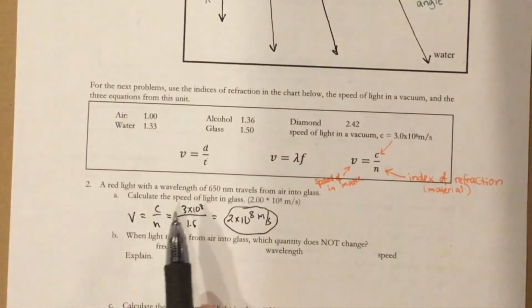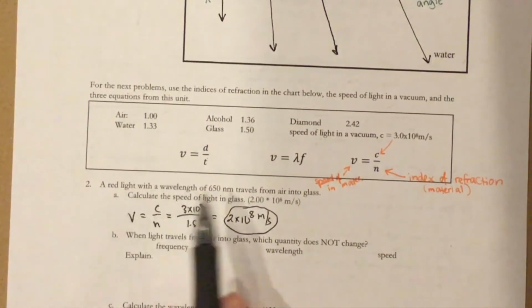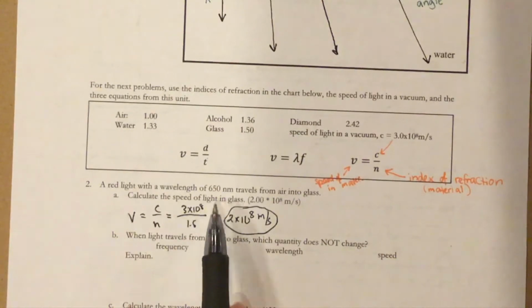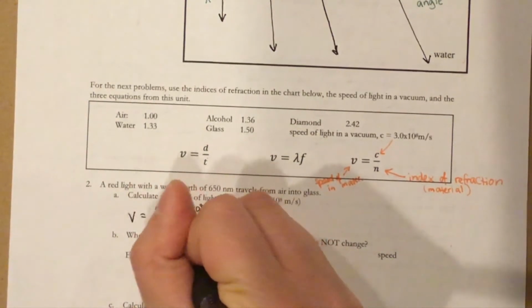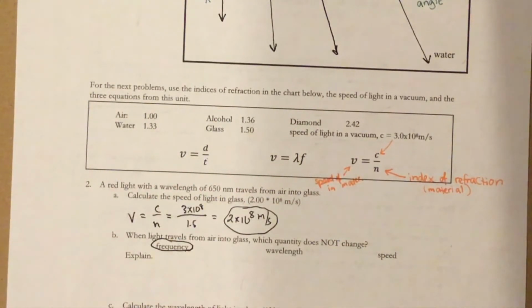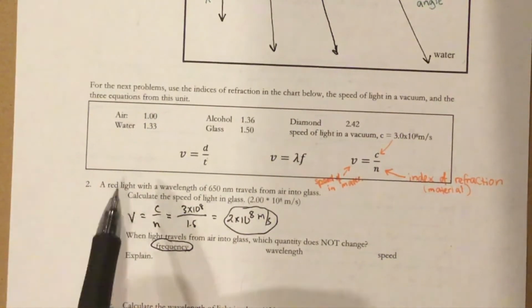So, in this case, I expect that red light wavelength to decrease. In fact, I later say calculate the wavelength, so I know the wavelength's going to change. I obviously know the speed is going to change because we just calculated that. The thing that doesn't change is the frequency. And how do I know that? Is because the frequency of light gives us its color.